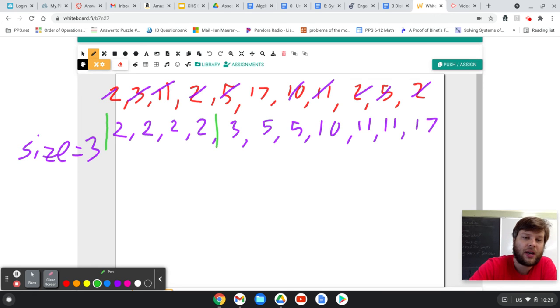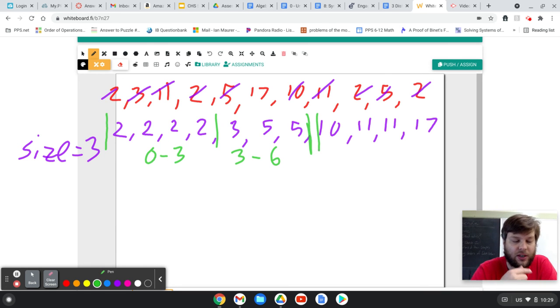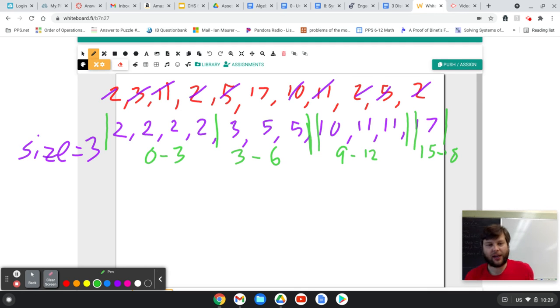So here is my 0 to 3 range. I'm rounding the 3 up so it gets counted as part of the 3 to 6 range. Then I don't have anybody in the 6 to 9 range, so I'm going to actually just draw another line to indicate that. And then here is my 9 to 12 range. And then there's nobody in my 12 to 15 range. And there's one person in my 15 to 18 range. And so using that information, then I can draw a histogram.